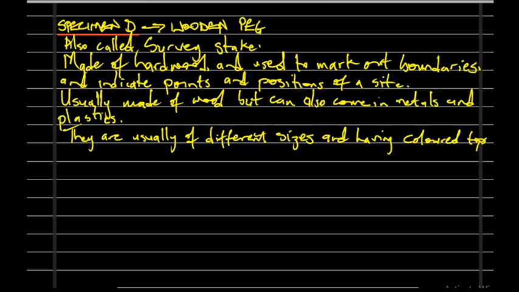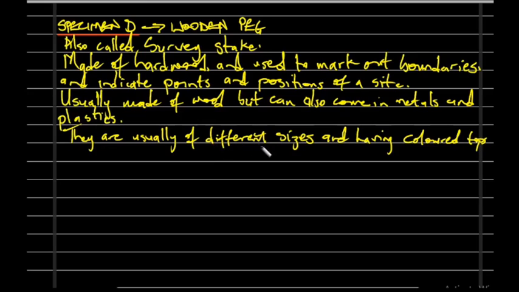And specimen D is a wooden peg, also called a survey stake. It is called a survey stake because it is used to map out locations or boundaries on the field. It is usually made of hardwood, and it indicates points and positions on the site. Sometimes you can have pegs made of other materials, like metals or plastics. But the one we are talking about here for this particular experiment is the wooden peg made of hardwood.